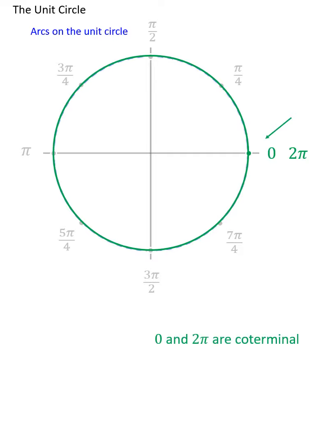But while they're not equal, we like to say in trigonometric terms that 0 and 2 pi are coterminal. Definitely not the same number, but arcs of length 0 and 2 pi both terminate at the same point. Hence the word coterminal, or terminating in the same place.